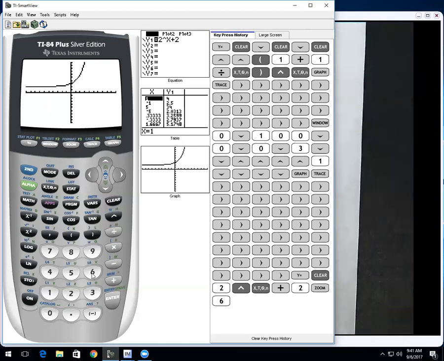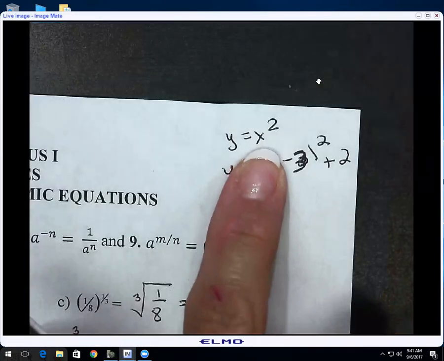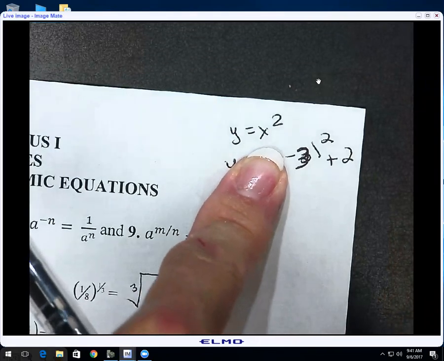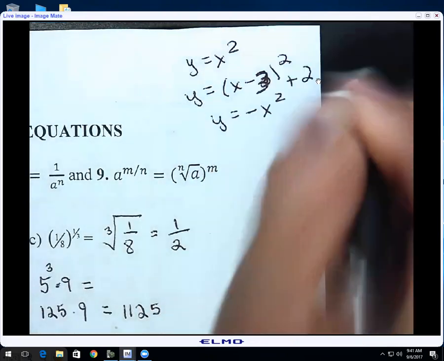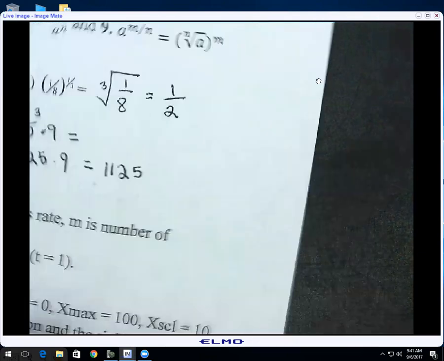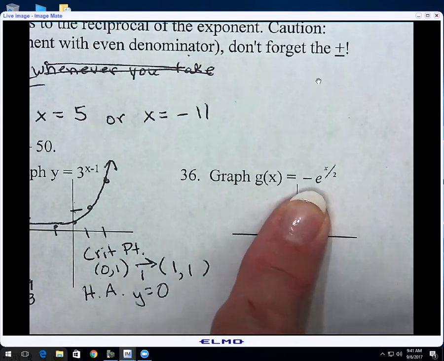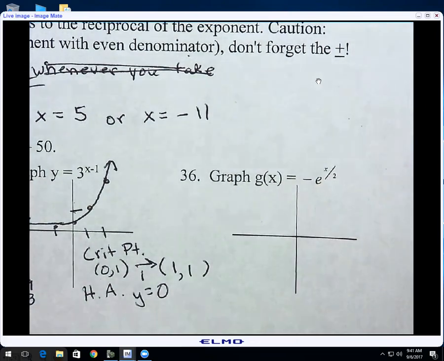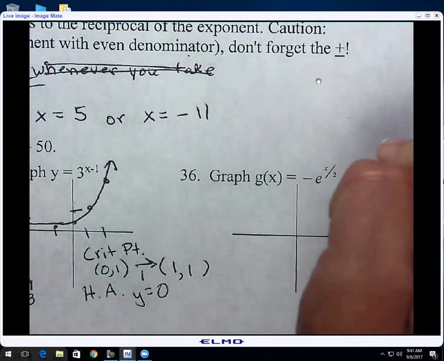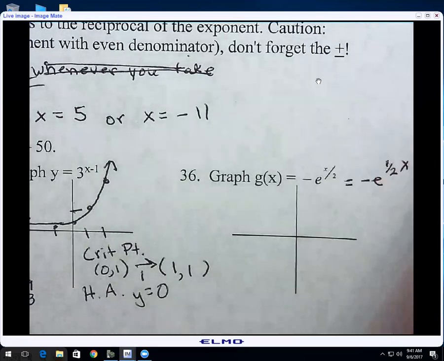If I wanted to flip this parabola upside down, how would I accomplish that? A negative exponent, or not a negative exponent, a negative coefficient. Negative x squared would be an upside down parabola. This is going to be an upside down exponential function. But look at that exponent. X over 2. What's another way to write x over 2? It's the same thing as 1/2 x.